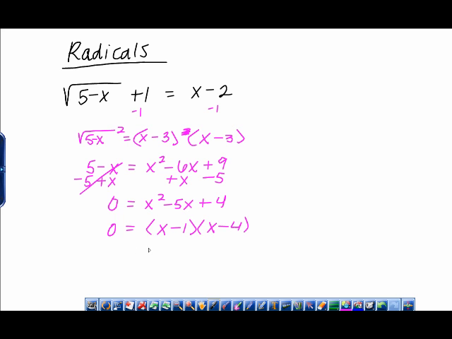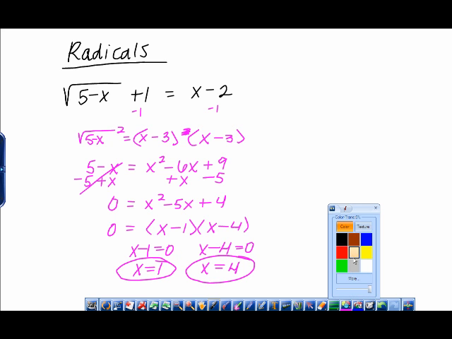So then I have x minus 1 equal to 0, so one of my solutions is 1. And then x minus 4 equal to 0, and another solution is x equals 4. All right, now remember what I said, particularly about problems that don't have a domain of all real numbers, you've got to check for extraneous solutions.